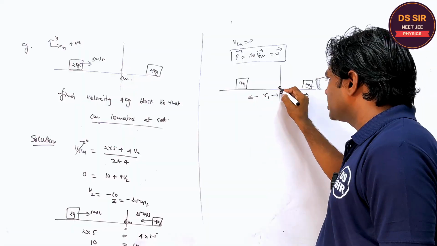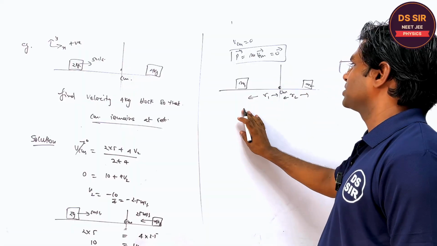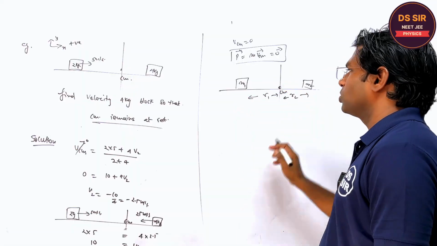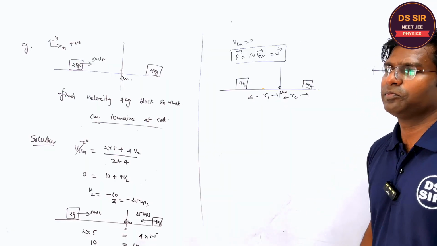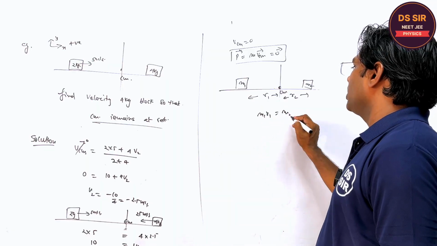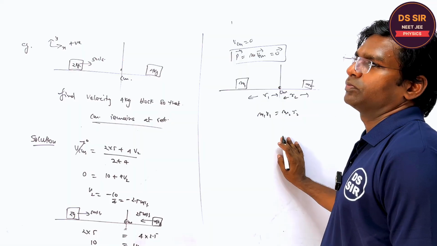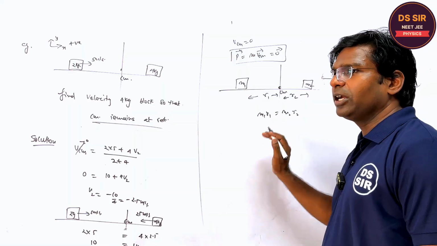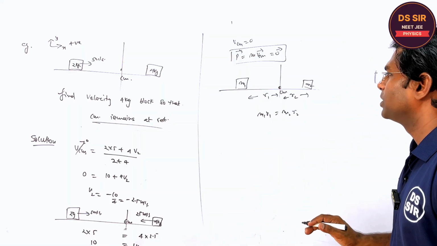If this is the center of mass for a two-point mass system, m1 r1 and m2 r2, what is the relation between them? Yes, m1 r1 is equal to m2 r2, right? Yesterday I told you this. Are you getting or not?